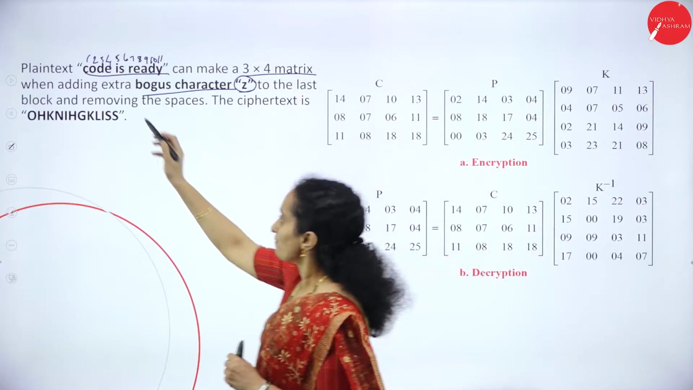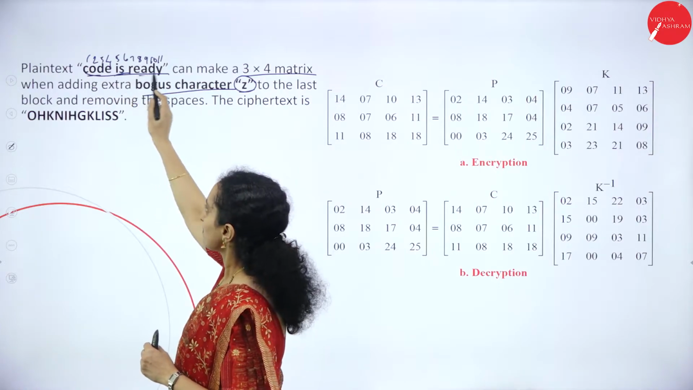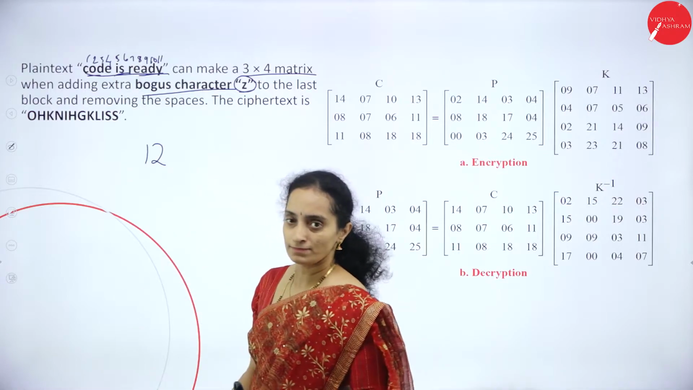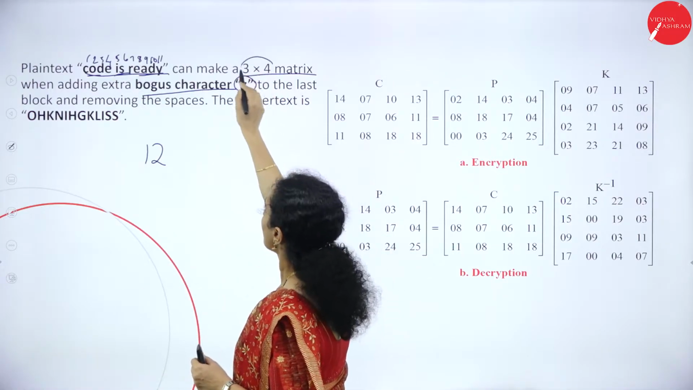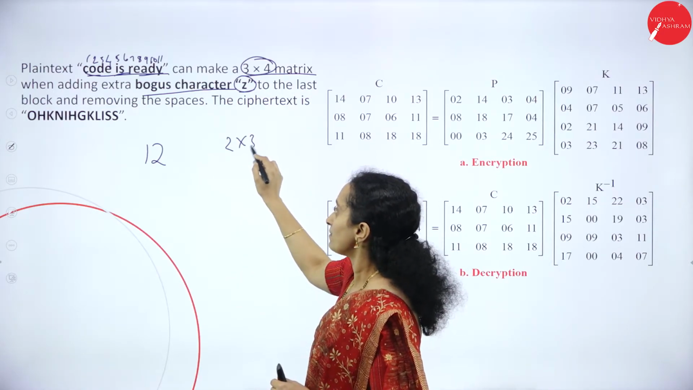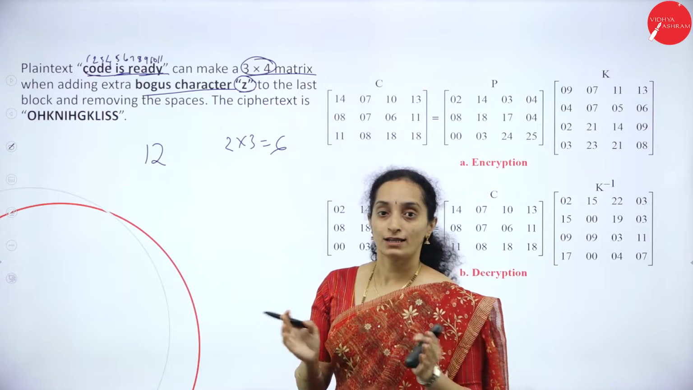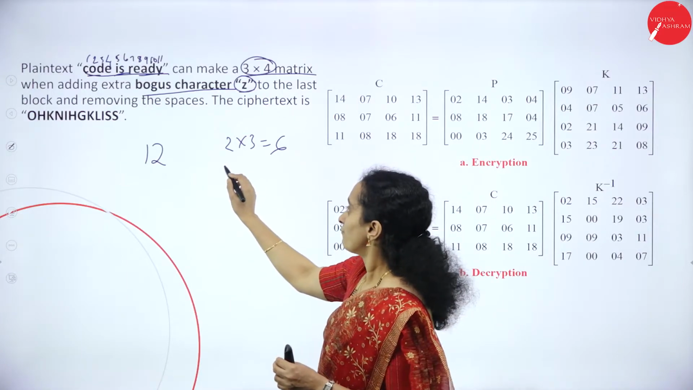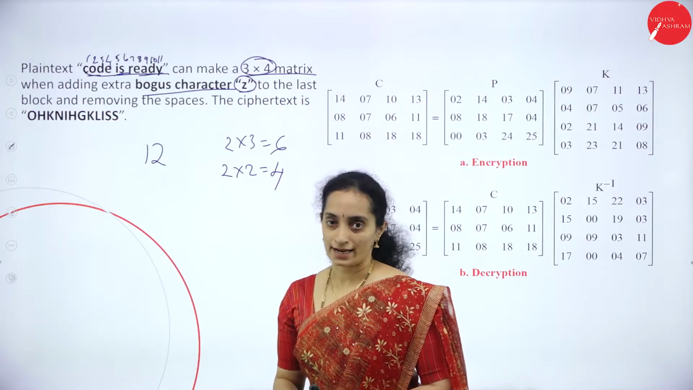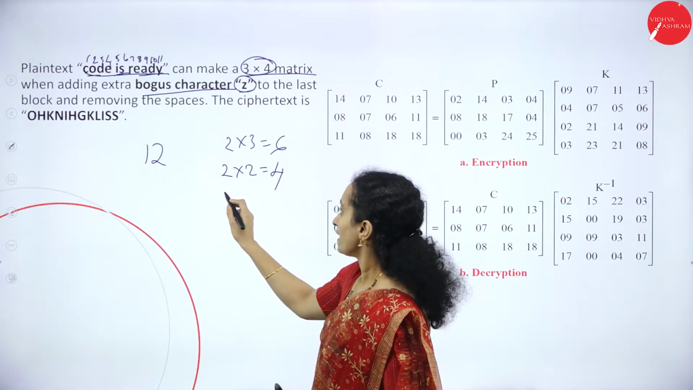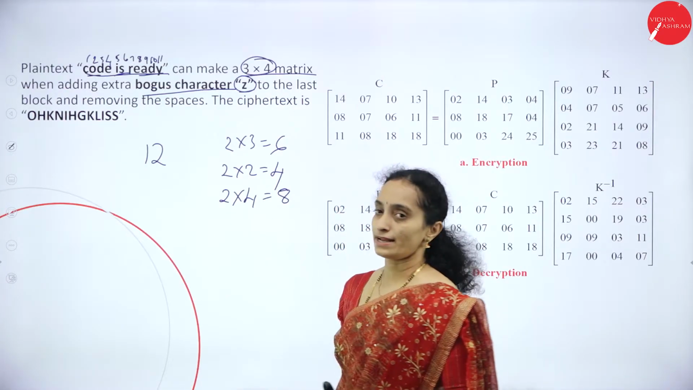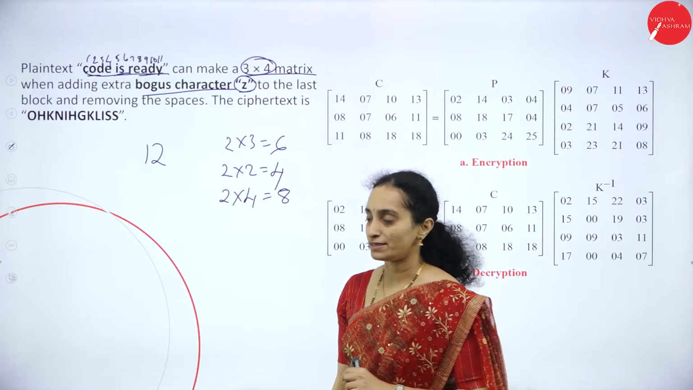All right. So the plain text will become 12 characters. It is better to form a 3 cross 4 matrix. If you take 2 cross 3, it will become 6. It will not include all the characters. If you take 2 into 2, again only 4 characters will be occupied. If you take 2 into 4, it can accommodate only 8 elements.